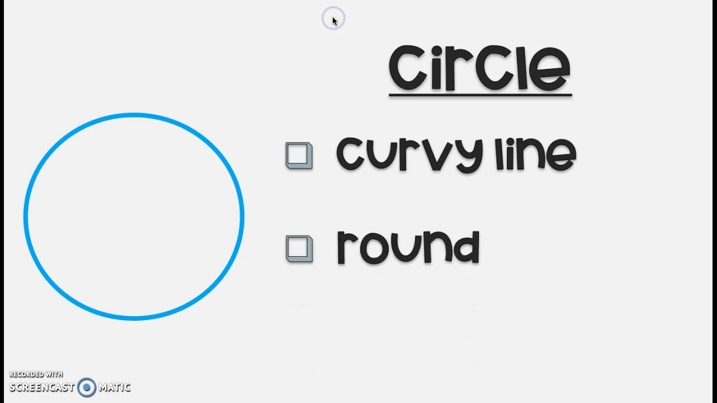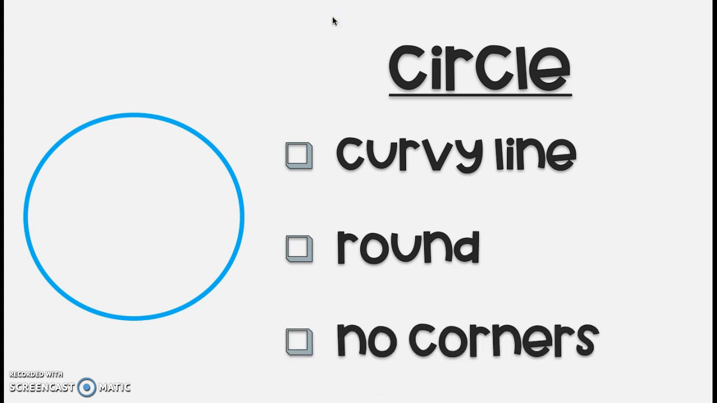Circles are also very round. That means they go all the way around. They're not squishy. They're nice and big and wide. And then finally, there are no corners in a circle. Okay? So the curvy line helps it to not have any corners and make it nice and round. So if it has a curvy line, it's round, and there are no corners, it's probably a circle.